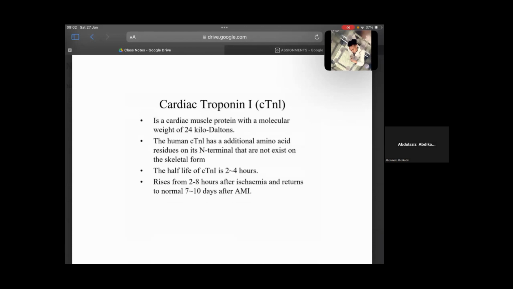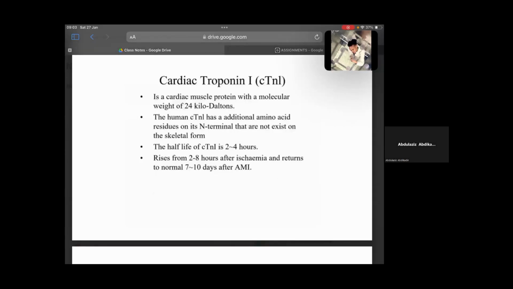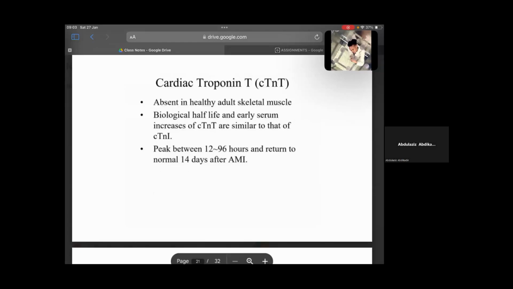So it is a cardiac muscle protein. No one will ask you about this, but just learn troponin I and T, and look at the abbreviation. This is how they're going to bring it. No one is going to write for you cardiac troponin I in an exam. They'll just put for you cTnI, cTnT. The troponin T is also there.